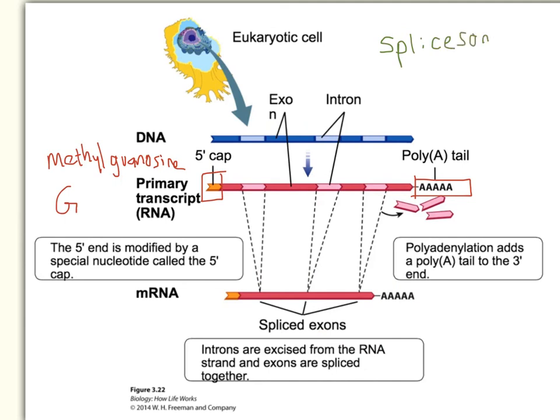And we will not get into the specifics of how the cutting occurs in the spliceosome, but what I want you to know is that the spliceosome does the excision and splicing, all right, and it's made up of both protein and RNA. All right, so the spliceosome is a complicated structure.